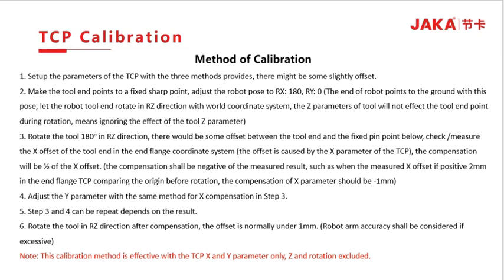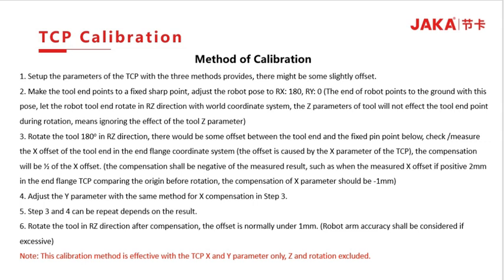Third, rotate the tool 180 degrees in the RZ direction. There will be some offset between the tool end and the fixed pinpoint below. Check the X offset of the tool end in the end flange coordinate system. The offset is caused by the X parameter of the TCP. The compensation will be half of the X offset.